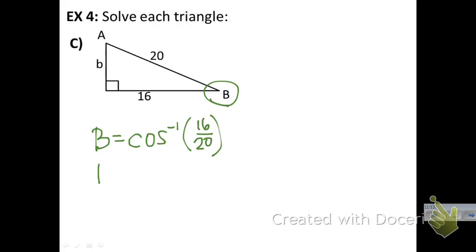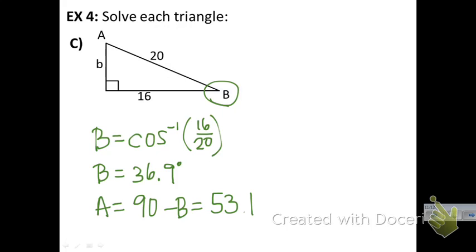Okay, so when we type this in our calculators, you should get 36.9 degrees. And then to find angle A, we take 90 minus B, which gives us 53.1 degrees.